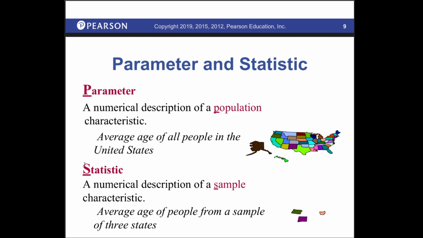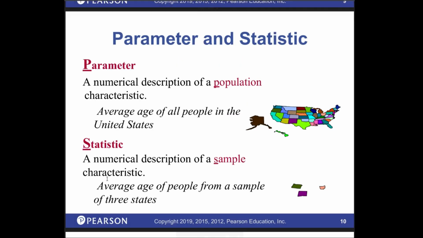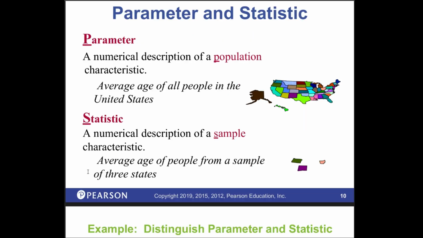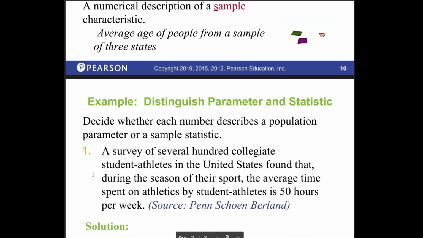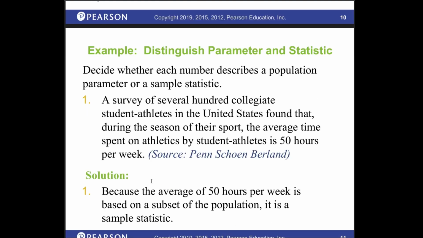For example, the average age of all people in the United States. And then a statistic is a numerical description of a sample characteristic, which is the average age of people from a sample of 3 states. An example would be a survey of several hundred collegiate student athletes in the United States that found that during the season of their sport, the average time spent in athletics by student athletes is 50 hours per week. The solution would be: because the average of 50 hours per week is based on a subset of the population, it is a sample statistic.